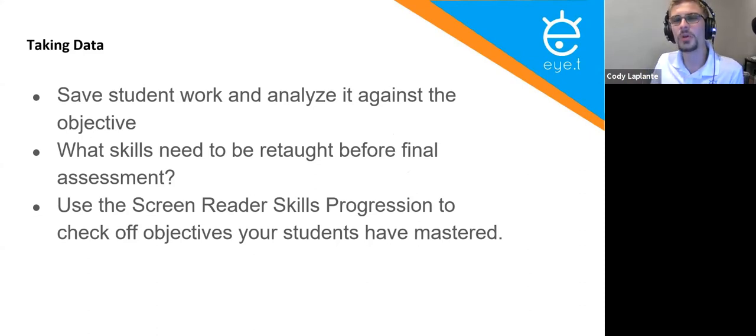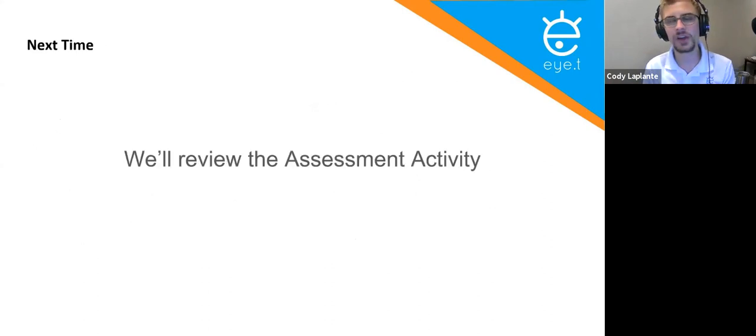Finally, always bring it back to the screen reader skills progression or something similar, some sort of scope and sequence to keep yourself oriented in the big picture, and use it to check off your objectives that your students have mastered. So I'm not saying you have to use the screen reader skills progression, but use something like it so that you can say, okay, this is where we've been, this is where we are, and this is where we're going, big picture, okay?